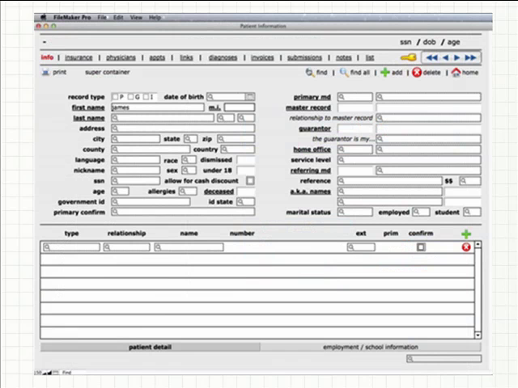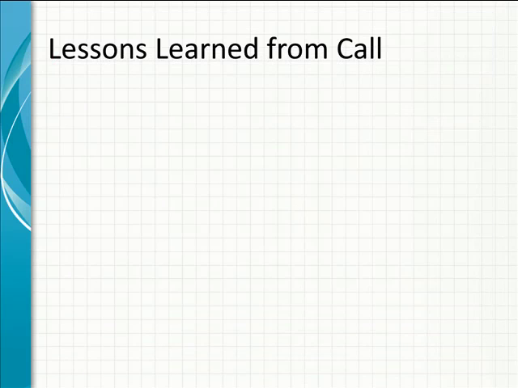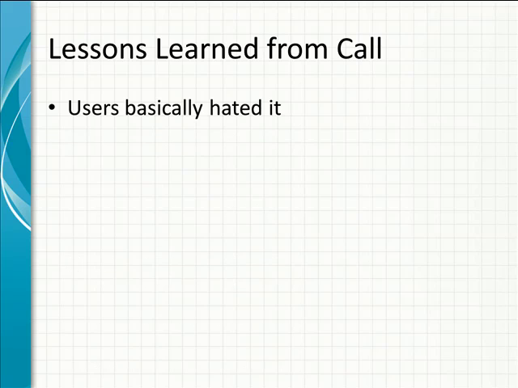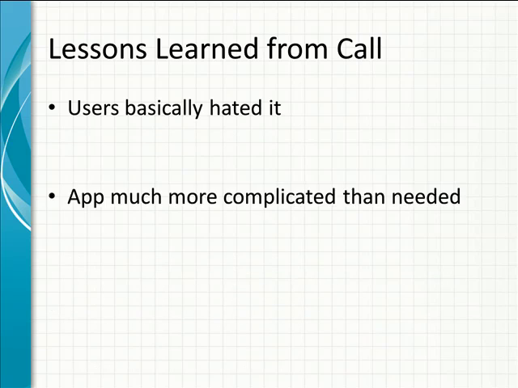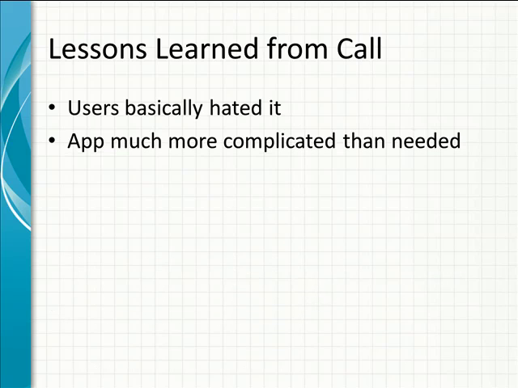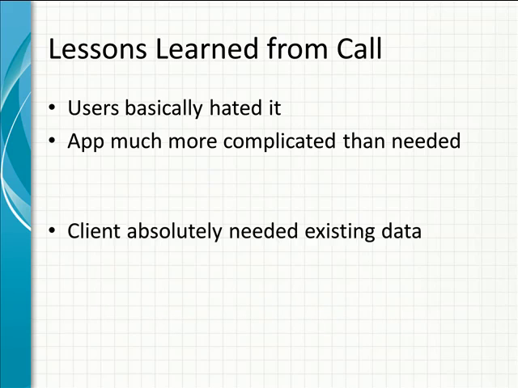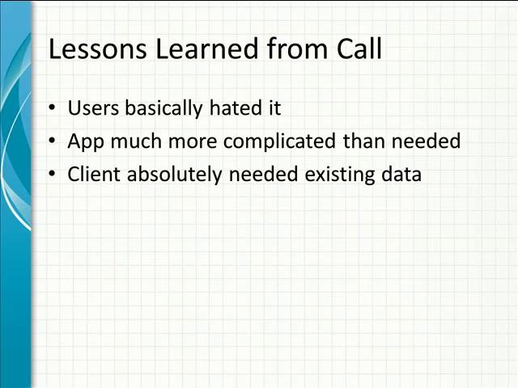So this is an example of another screenshot that we took, just kind of a feel for the tab nature in the fields and just kind of an older interface and just not as elegant as some of the newer technologies. So what we learned from the call is that the users basically hated the system. They had an app that was much more complicated than they needed because the original app was built for medical practices that had much more complex billing than they did. The client absolutely needed their existing data. There was no question.